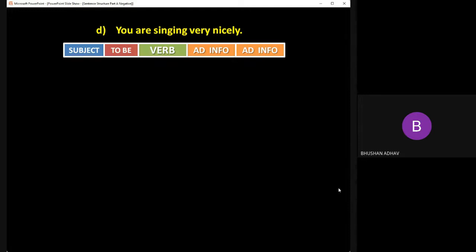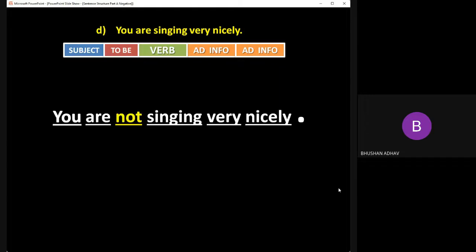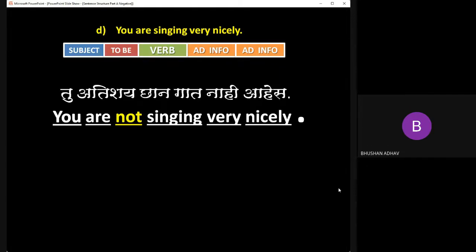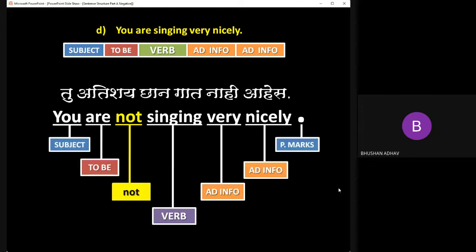Now you are singing very nicely. Yes, Swaraj sir, would you make it negative? You are not singing very nice. Little bit louder. You are not singing very nicely. Correct. If there is a to be form clearly seen, just put not after the to be form. You are not singing very nicely. Raman has completed his business project.